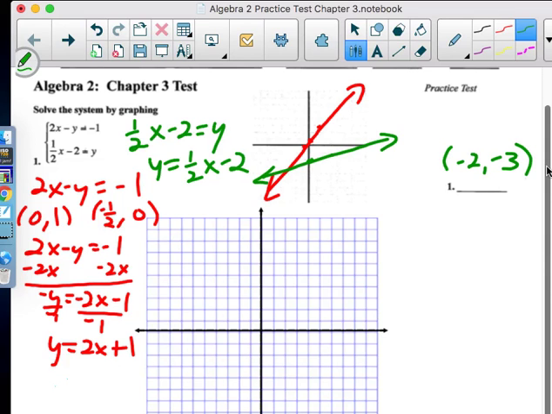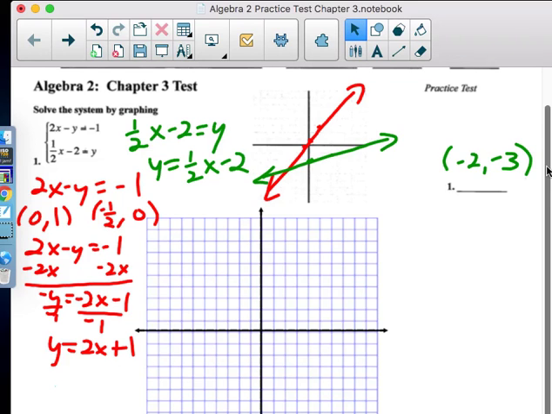So two things we can do. We can put the -2 and the -3 back up in both of these and make sure they work. 2 times -2 is -4. -4 minus a -3 will be -4 plus 3, which is -1. So far it works in the top one. 1/2 of -2 would be -1. -1 minus 2 is -3. Hey, it works.